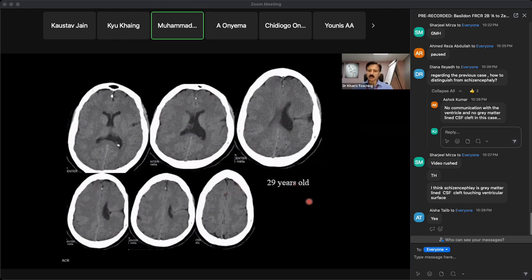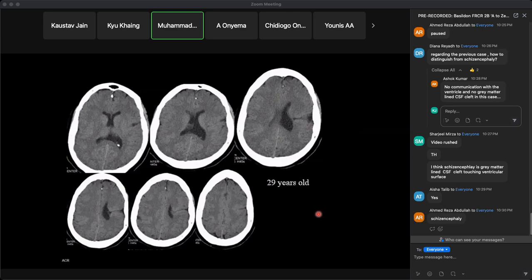Okay. Yes, please. So these are sequential axial CT head slices of a 29-year-old patient. And what is apparent here? The abnormality is the presence of CSF fluid within the cleft in the left parietal region. This is in keeping with schizencephaly, I think. So it's closed-lip. Excellent.